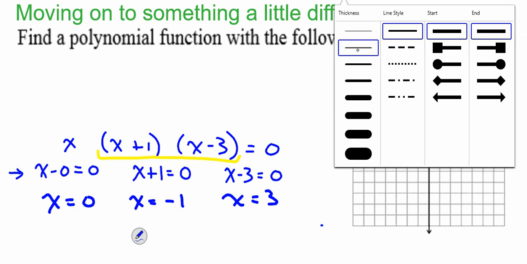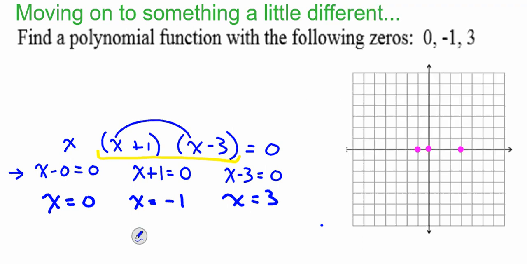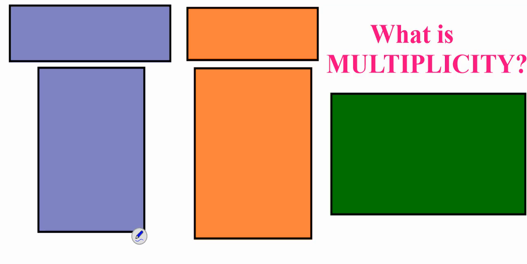A lot of you learned it as FOIL, it's just the distributive property, right? I'm going to take this x and distribute it. x times x is x squared, x times negative 3 is negative 3x, and I'm done with the x. Now I'm going to distribute the 1. 1 times x is x, and 1 times negative 3 is negative 3. I'm going to pull that up here, and combine the like terms.